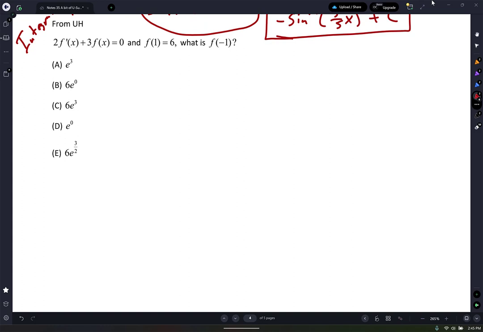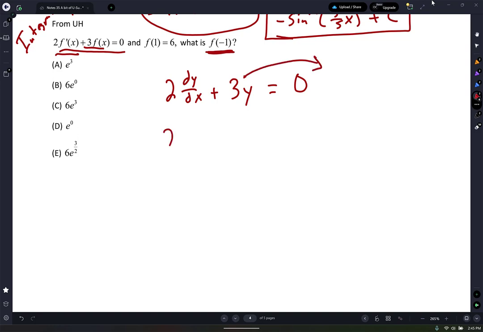We're going into DEQ. So the way I would write this, look what this wants. This wants f of negative 1, and it gives you answer choices. So the way I would write this is like this: 2 dy dx plus 3y equals 0. It says 2 f prime, so I'm rewriting f prime as dy dx. And it says 3 f of x, and I'm writing f of x as y. So I'll write that expression in terms of this. I'm going to move the 3y to the right. 2 dy dx equals negative 3y.